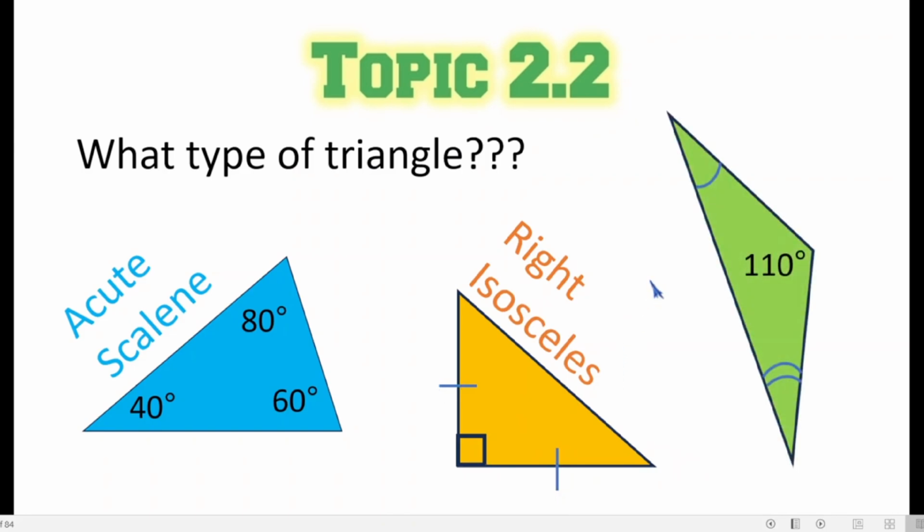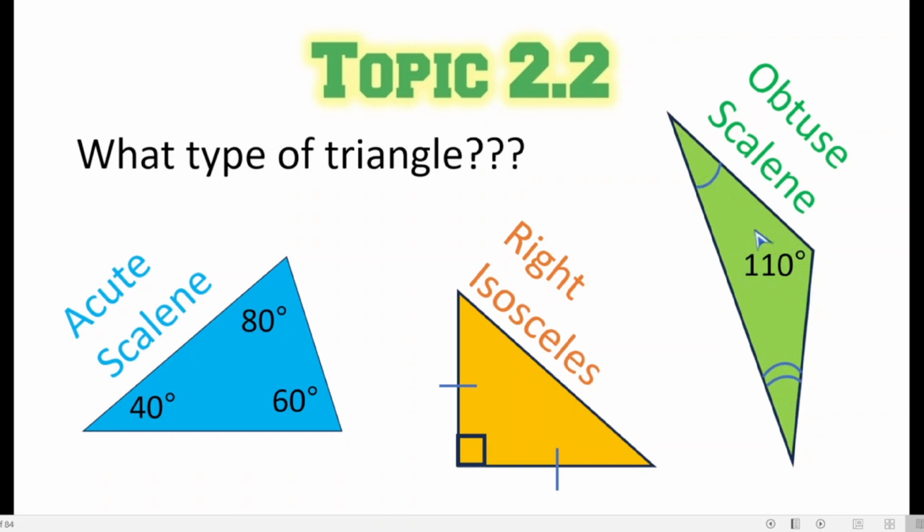Okay, how about this one, class? What do you think is the type of triangle? We can see that the marking here is one arc, and right here we have two arcs. So this means that these two are not congruent. And we have here the third angle being 110. So what do you think? Okay, this is obviously obtuse, and the three angles don't have the same measure.